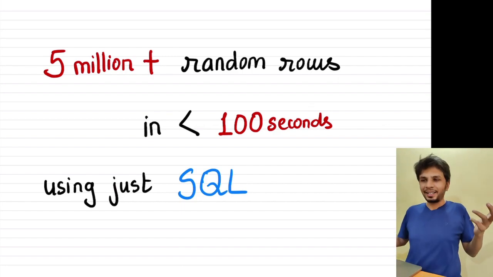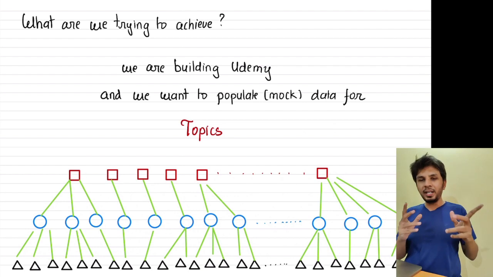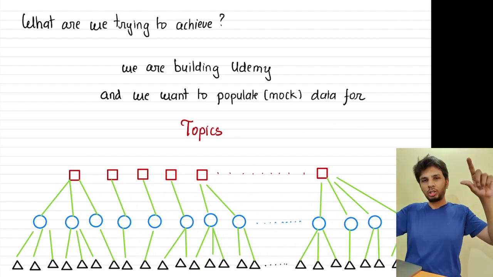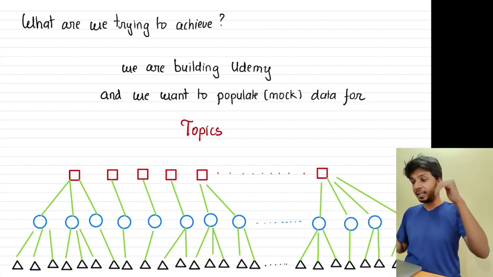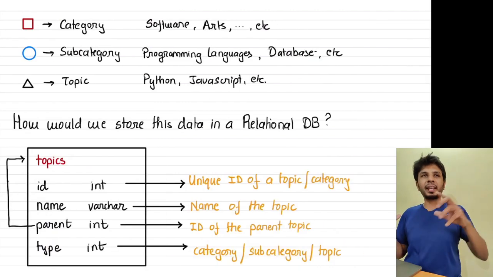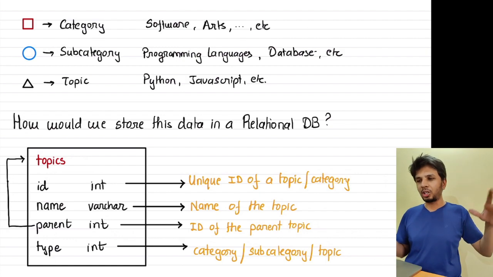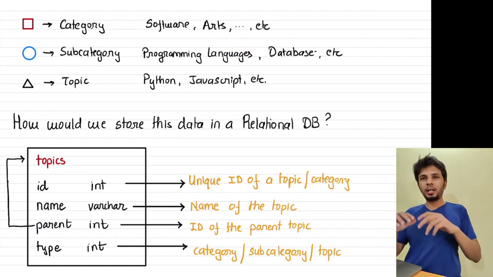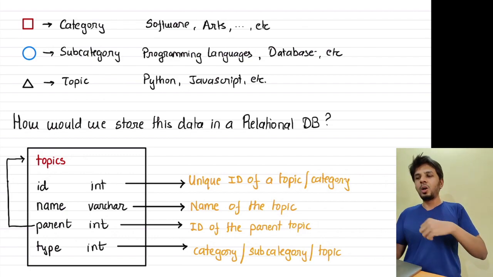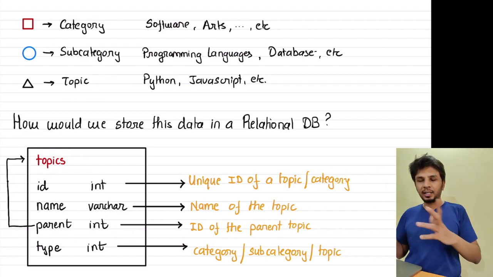So let's get started. What we are trying to achieve over here is we are trying to build the taxonomy of Udemy. On the Udemy side, when you go on the top section, you will see categories, subcategories, and topics. A category is a global topic, say software or programming. Basically, it's art, software, business, and whatnot. Subcategory becomes like programming languages, databases, etc. While topic becomes your core languages like Python, JavaScript, and all.